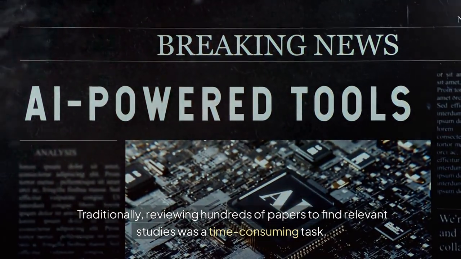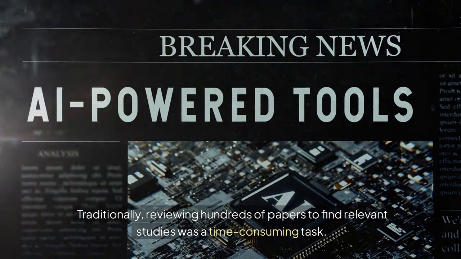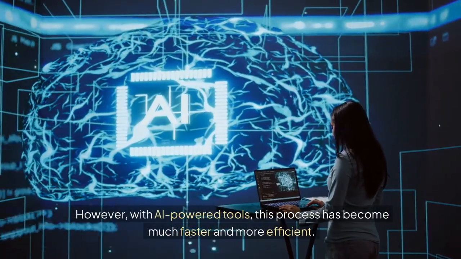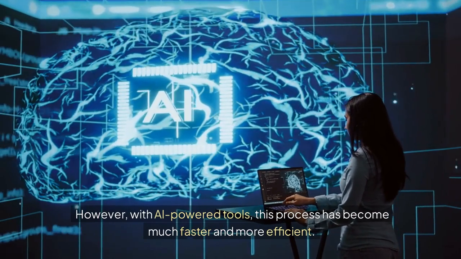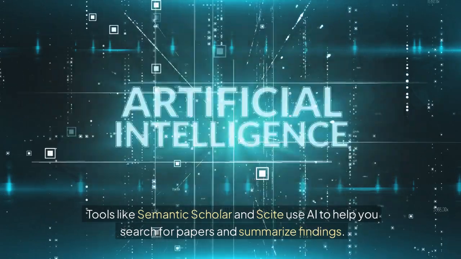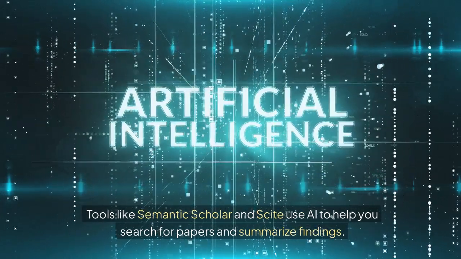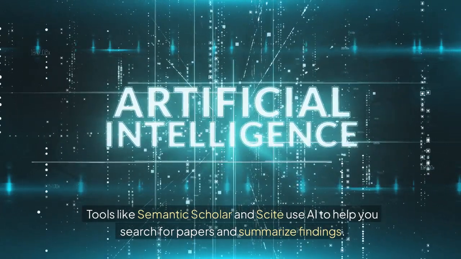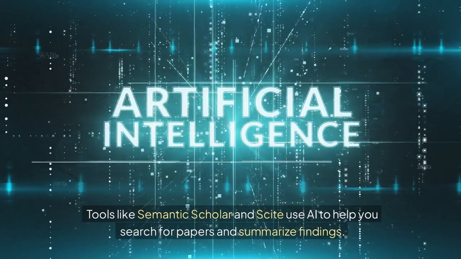Traditionally, reviewing hundreds of papers to find relevant studies was a time-consuming task. However, with AI-powered tools, this process has become much faster and more efficient. Tools like Semantic Scholar and Scite use AI to help you search for papers and summarize findings.